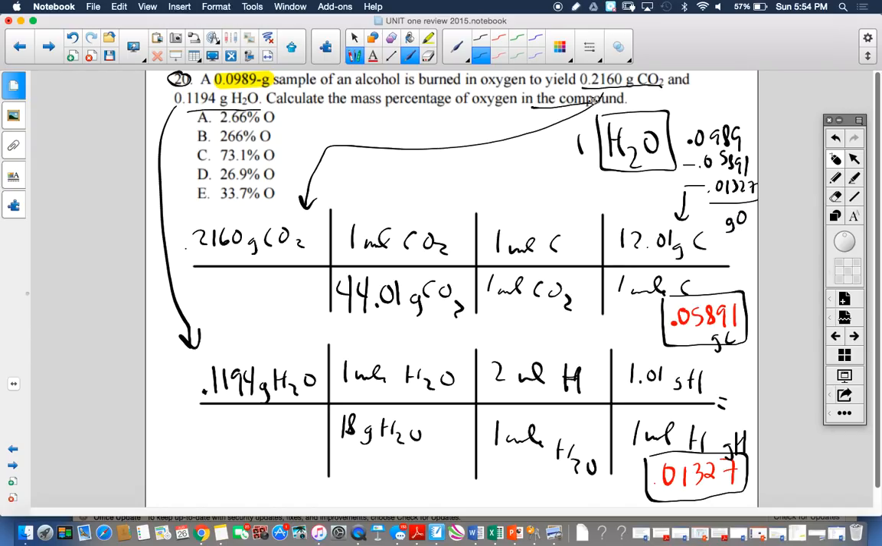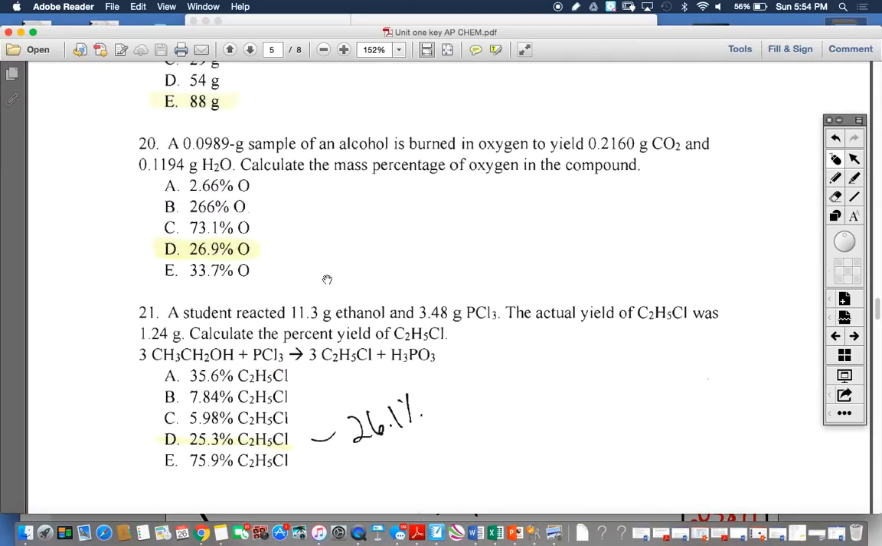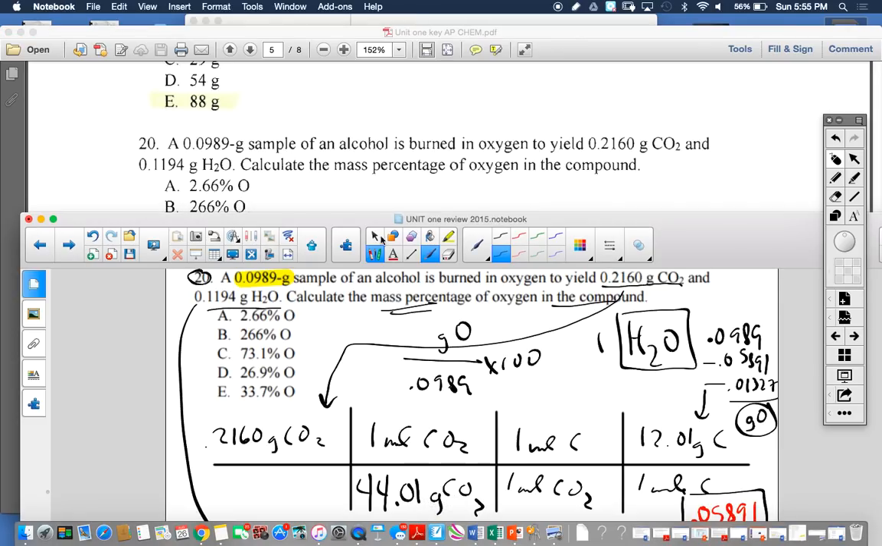And if you want to know the percentage of a mass, you would take whatever the grams of oxygen is over the sample size, which is 0.0989, times 100, and I believe that comes out to be, if I am correct, well, let me see what it says here. The answer you should get is 26.9. So you should end up with 26.9 if you do that correctly.